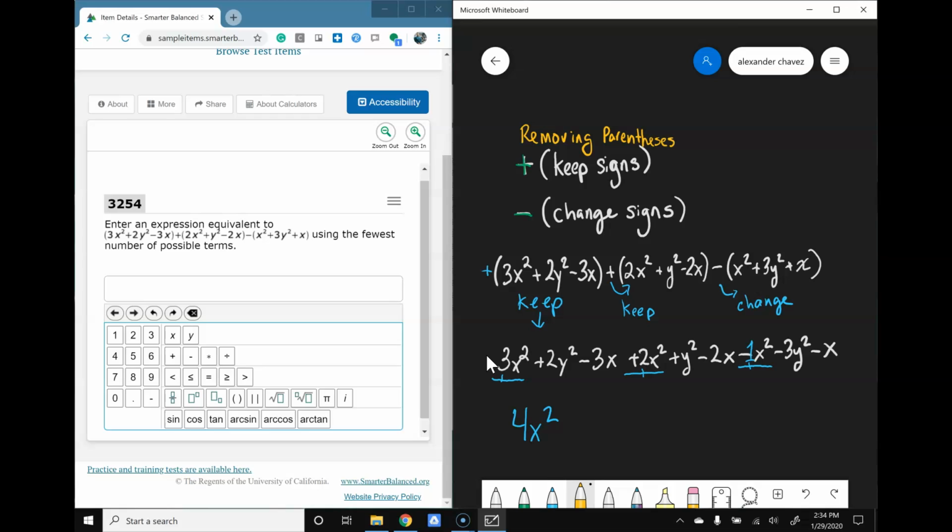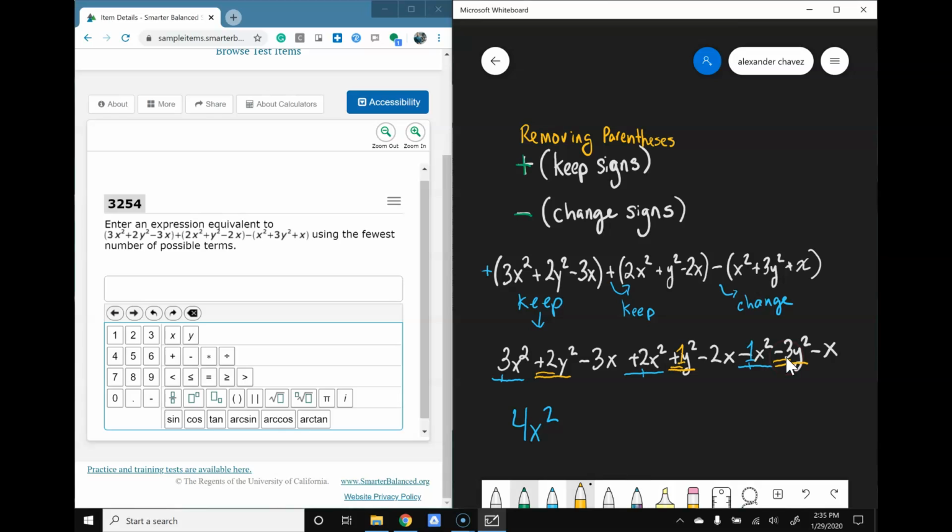Let's move on to the next like term set. We have y squareds. Are there any others? Yes, there's one down here. And so we have 2y squared plus 1y squared, and we have a minus 3y squared. All right, so let's combine these like terms. 2 plus 1 is 3. Minus 3 will give us 0y squareds. These cancel out. So we would not have to write anything for the y squareds.